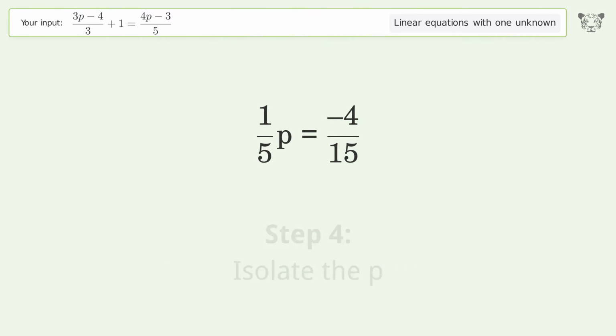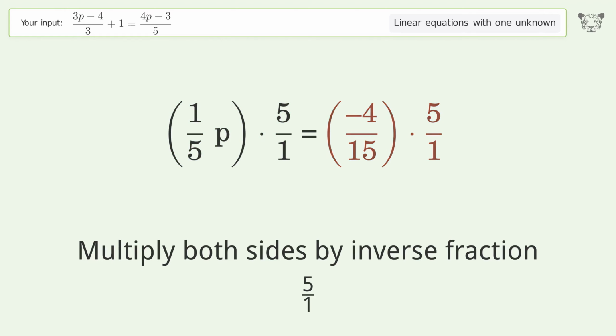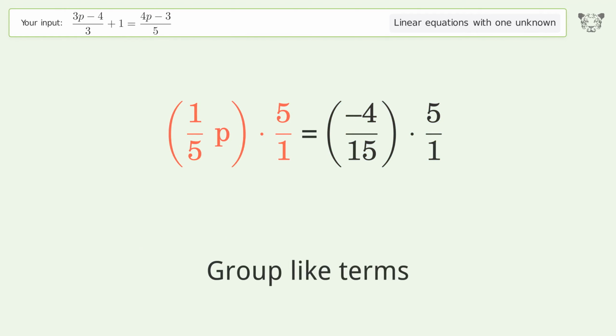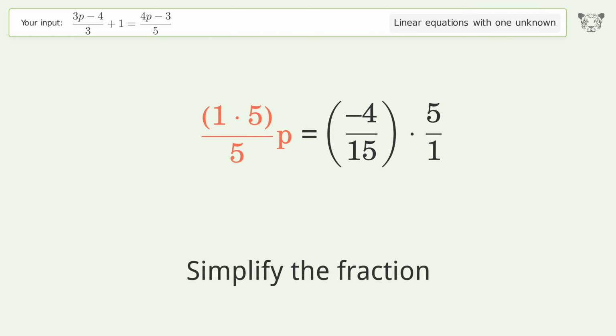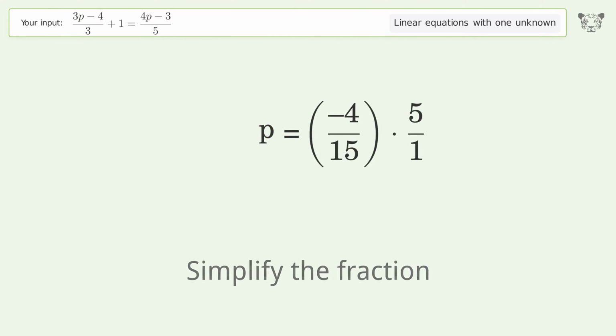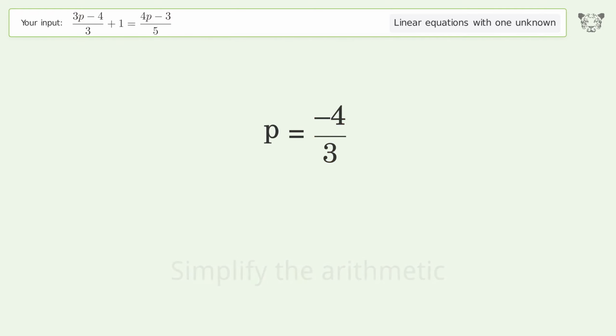Isolate the p. Multiply both sides by inverse fraction 5/1. Group like terms. Multiply the coefficients. Simplify the fraction. Multiply the fractions. Simplify the arithmetic. And so the final result is p equals -4/3.